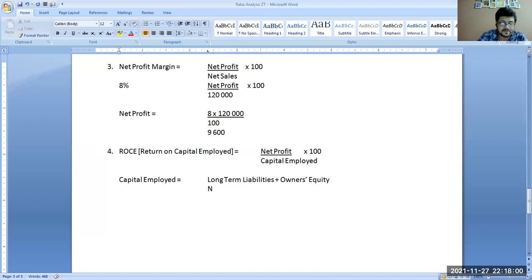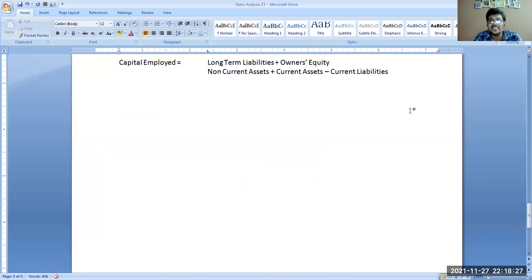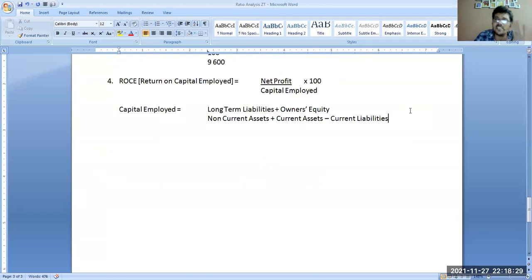The second formula is non-current assets plus current assets minus current liabilities. Whichever way you like is not the question. Actually, whatever data is given, you have to set the question accordingly.